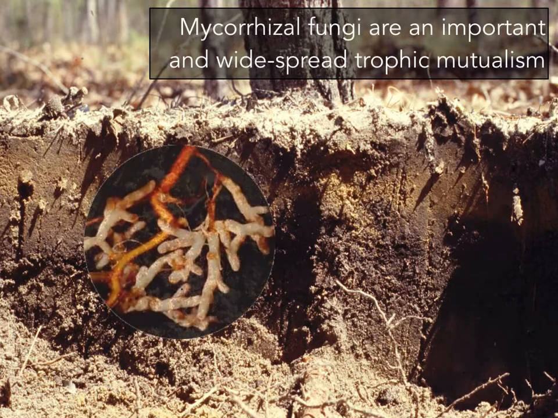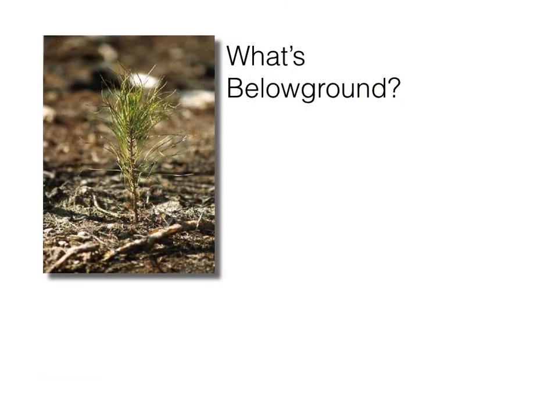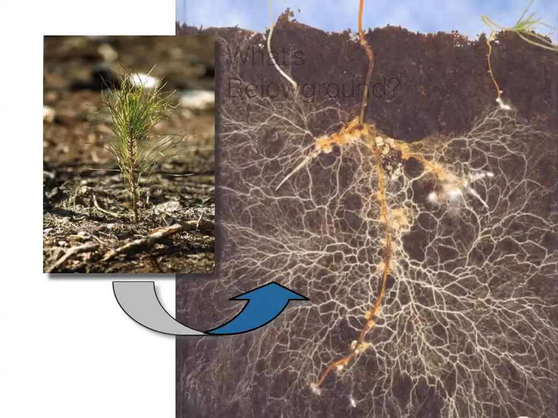Okay, so mycorrhizal fungi are a pretty widespread trophic mutualism. This just gives you a cutaway image of what it might look like below ground. This is an example for ectomycorrhizae, since this is the group that we're talking about here. So, taking a closer look below ground, this image of a little seedling is illustrating the above ground portion, but what's going on below ground? In particular, what's going on with respect to mycorrhizal colonization, and in particular ectomycorrhizal colonization.